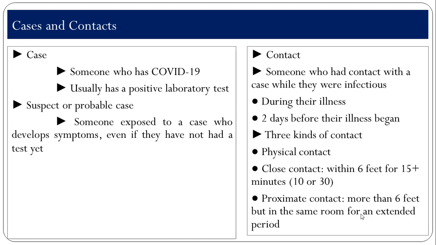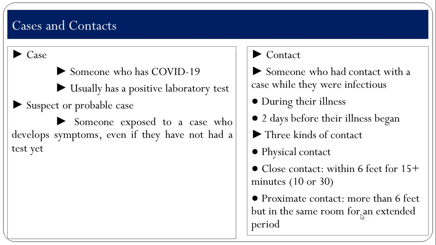Sometimes we may refer to suspect cases, which means they may not have had a test yet, but we think they probably have the disease. So, that could be someone who was exposed to another infectious patient. You think they probably have it, but they just have not had their test yet, but sometimes we refer to them as a case as well.